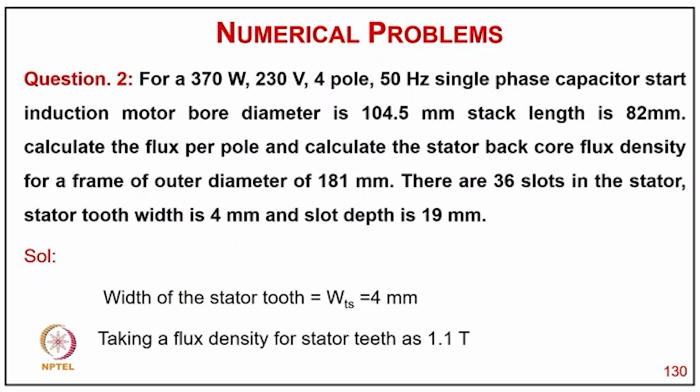Now coming to question 2. For a 370 watt, 230 volt, 4 pole, 50 Hz single phase capacitor start induction motor, the motor has a bore diameter of 104.5 millimeter and a stack length of 82 mm. Calculate the flux per pole and calculate the stator back core flux density for a frame outer diameter of 181 millimeter. There are 36 slots in the stator, the stator tooth width is 4 millimeter, and the slot depth is 19 millimeter.